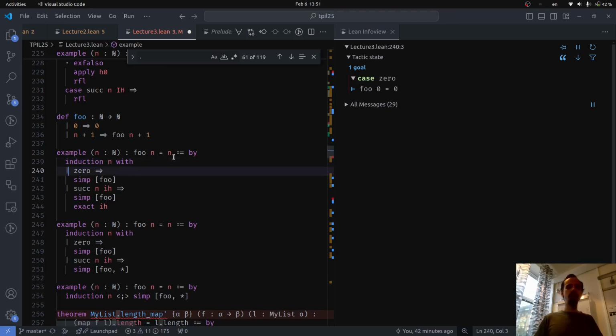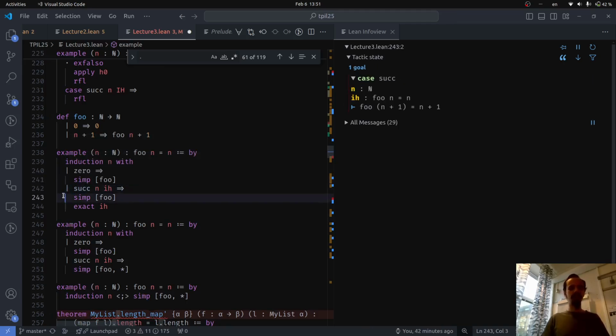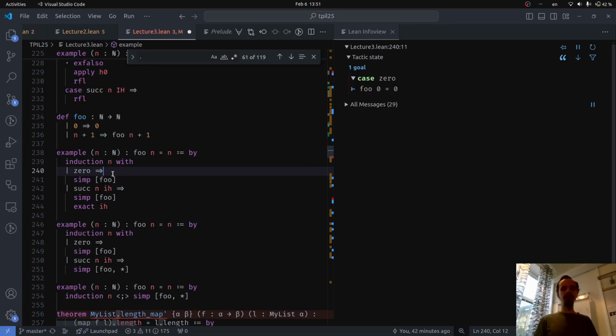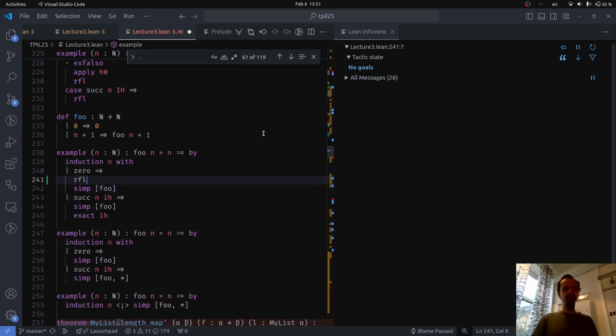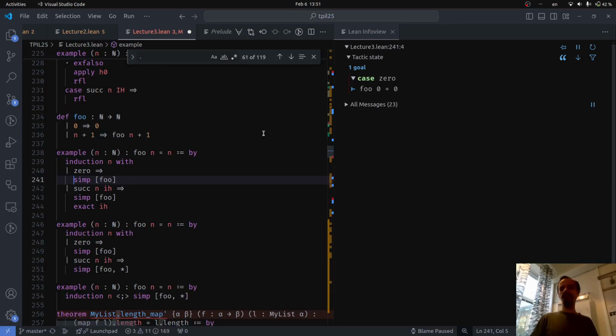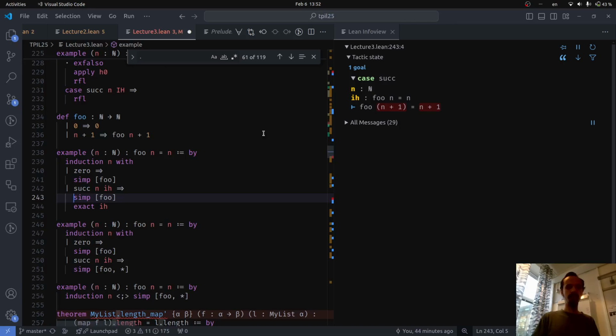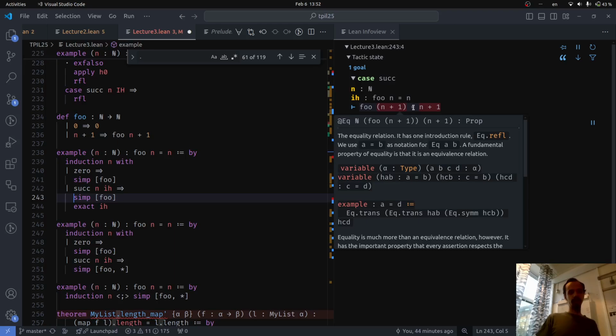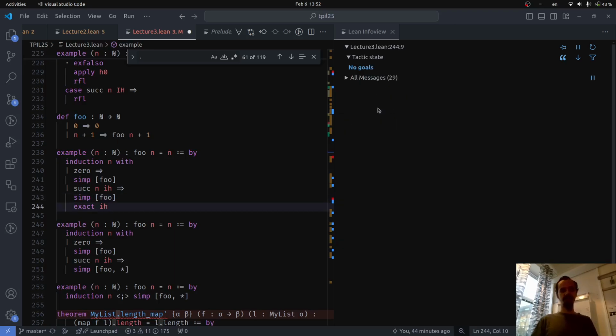Here I'm using the more extended syntax where I give it the two cases with these bars, and I get to name the hypotheses at the same time. So in the 0 case, foo of 0 equals 0. This is true by rfl, but instead of proving it by rfl, we can use simp in order to unfold foo. Once it unfolds foo, it sees that 0 equals 0, and so it closes the goal. We can simp with foo on this side as well, and like before, it unfolds foo and also cancels the plus 1. So we just get foo n equals n, and we can apply the inductive hypothesis.